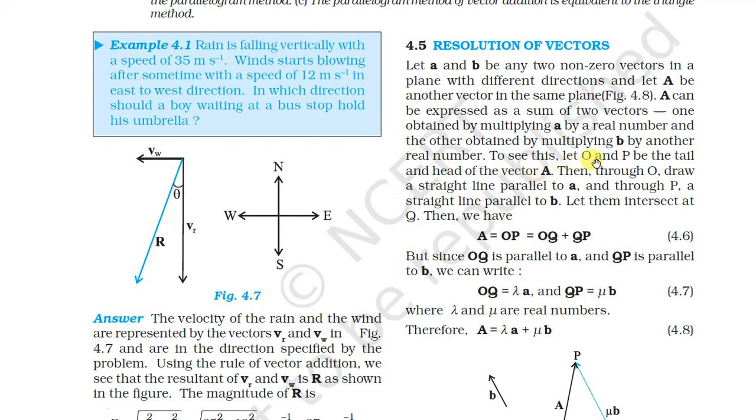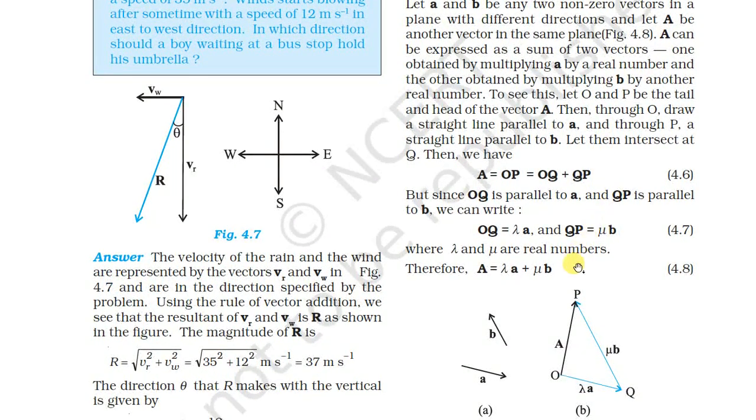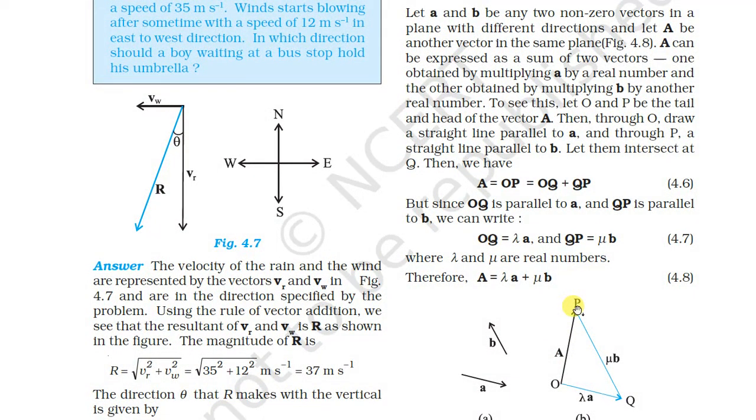To see this, let O and P be the tail and head of the vector A. We then draw a straight line through O parallel to a and through P a straight line parallel to b. Let them intersect at Q, and then we have A equals OP.